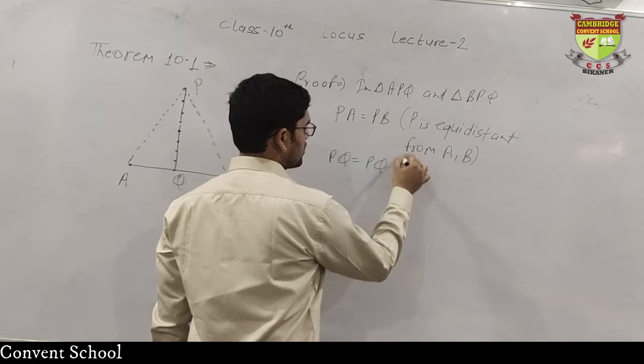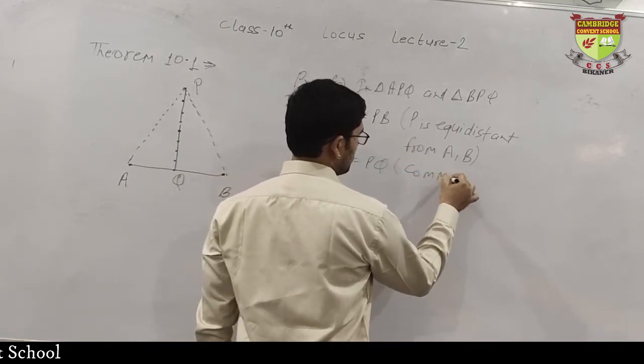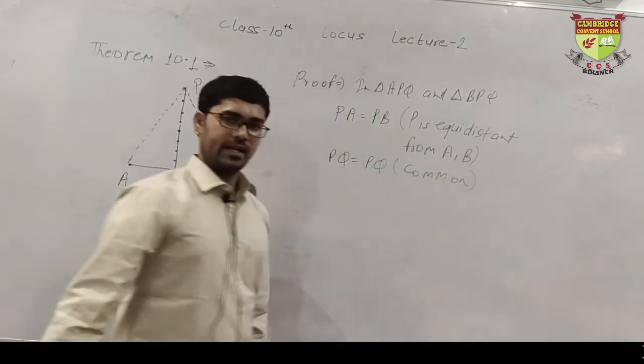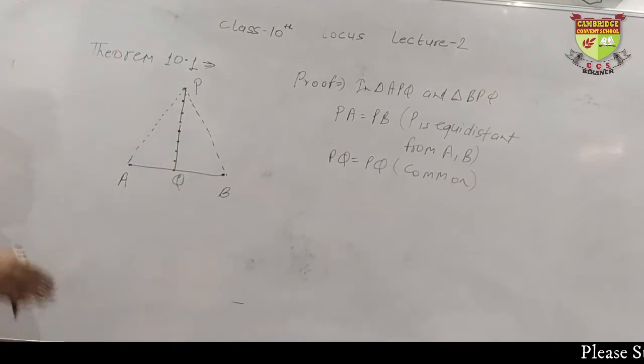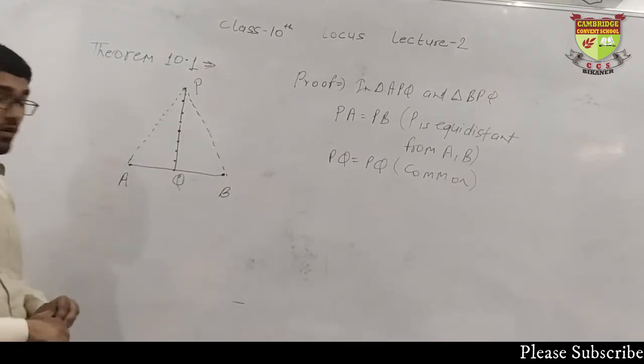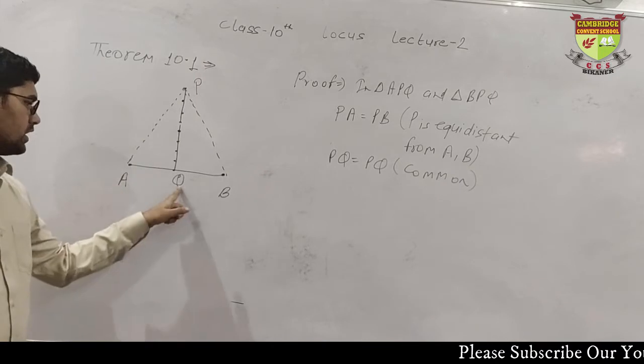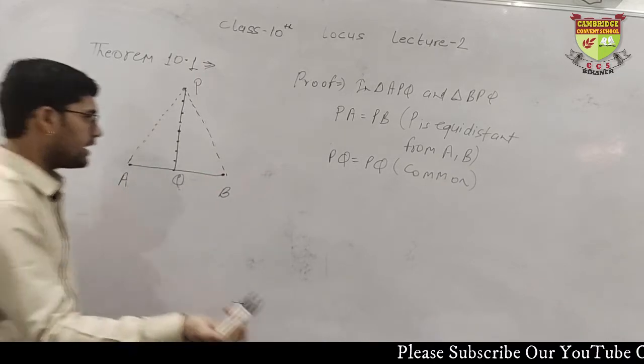PQ equal to PQ, common. Second thing is equal. Now one more, third thing needs to be equal. What? AQ equal to QB. Why so? I will tell you.